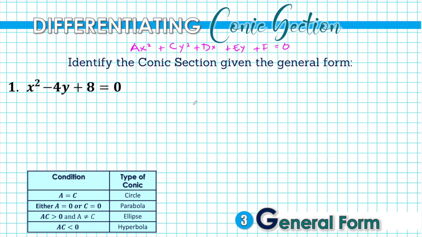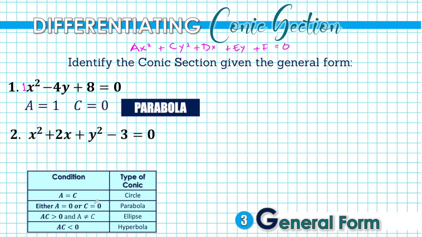Now for number 1, we have x squared minus 4y plus 8 is equal to 0. So what type of conic section is this? What is A here? A is 1, while C is 0. How do I know that? It's because A is the coefficient of x squared. Since there is no coefficient written here, we can only assume that the coefficient is 1. Now, can you see y squared? No, we cannot see y squared. So we can assume that C is equal to 0. So if C is equal to 0, then it means that this conic section is a parabola.